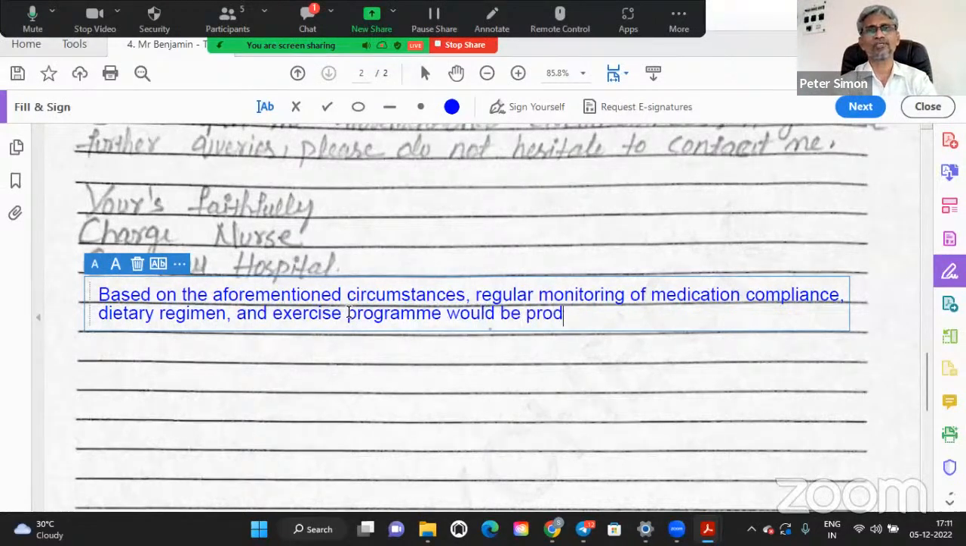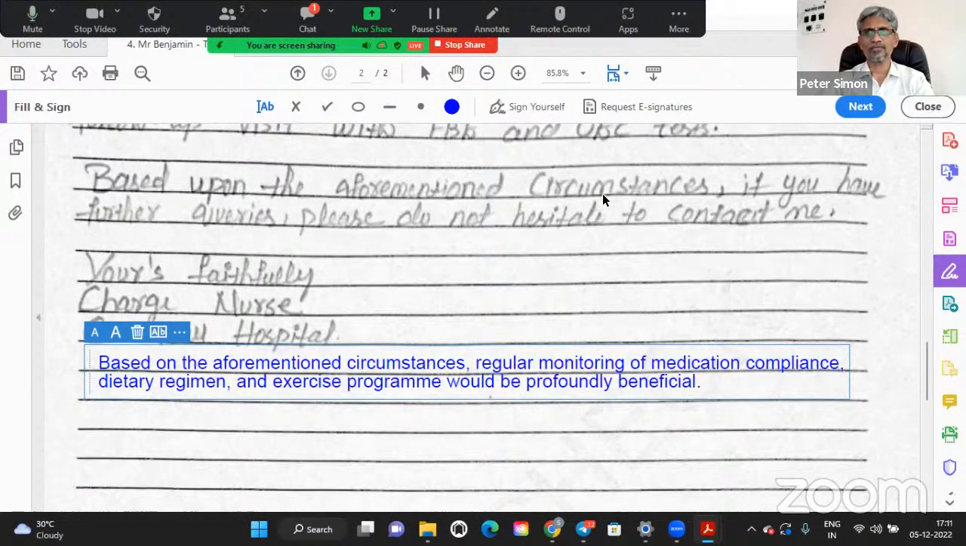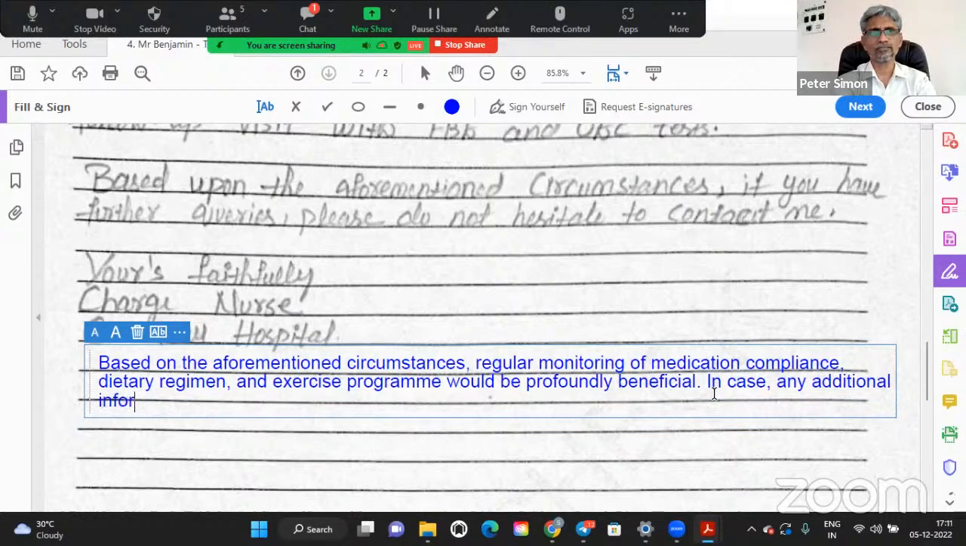Would be profoundly beneficial. What is important for the patient? Profoundly beneficial. Why are they separating this sentence from this one? After that, continue this one. Based on the aforementioned circumstances, you write that one. And next one is, in case any additional information is required, please do not hesitate to contact me. Senior students, already studied students, if you are making this many mistakes, what is this? I have corrected so many letters, still you make mistakes.